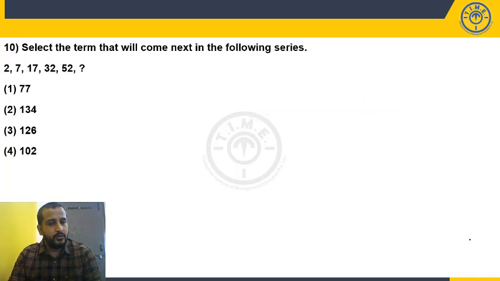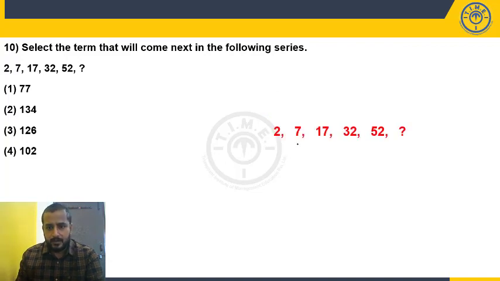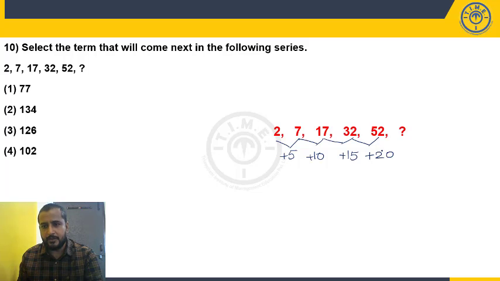10th one. 2, 7, 17, 32, 52. Let's see. Increasing rapidly? No. 2 to 7, plus 5. 7 to 17, plus 10. 17 to 32, plus 15. 32 to 52, plus 20. I hope you are able to see the pattern. Plus 5, plus 10, plus 15, plus 20.